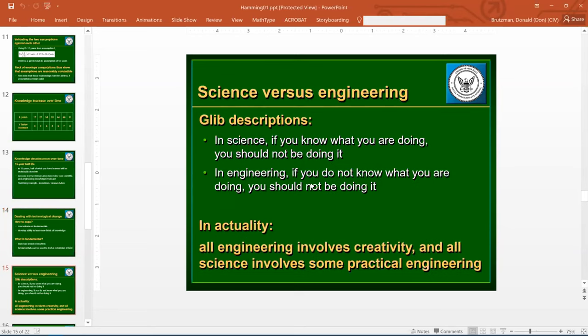And then, thank you, who brought this up at the beginning of the talk? Science is about exploration. Engineering is about making it work. If you know what you're doing, you shouldn't be doing it. If you don't know what you're doing, you should not be doing it. But in point of fact, it was even evident way back in the 90s, modern times, really. They're intertwined. Science that isn't grounded in some engineering is not maybe very practical science, or maybe not real.